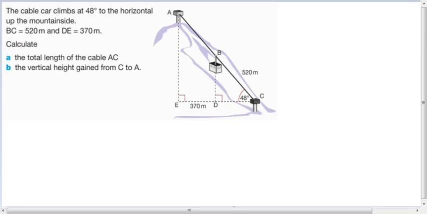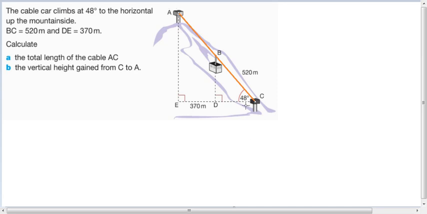Okay, so letter A, the total length of the cable AC. I'm gonna mark this in orange. We have to find this length. Basically, we know BC, which is 520, and we also know this part over here, DE, 370. So how can we use such measures to find out A?